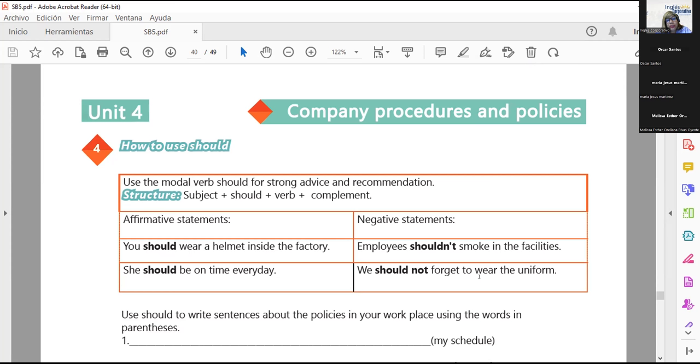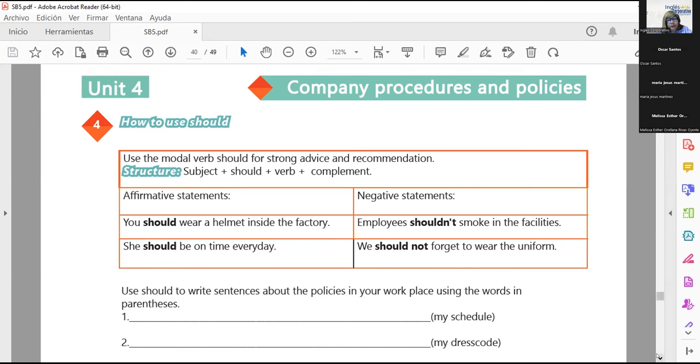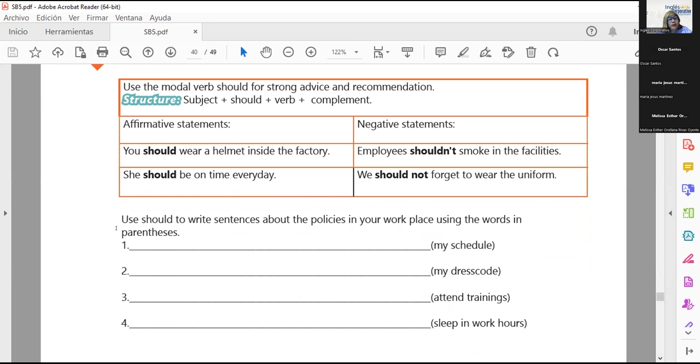We should not forget to wear the uniform. Here you can say should not or shouldn't. We shouldn't or should not forget to wear the uniform. If it is a policy that you have to wear a uniform in your company, you should do it. Now, next exercise. You should write sentences about the policy in your workplace using the words in parentheses: my schedule, my dress code, attend trainings, sleep in work hours. So according to your company, you should write your policies related to this, right?